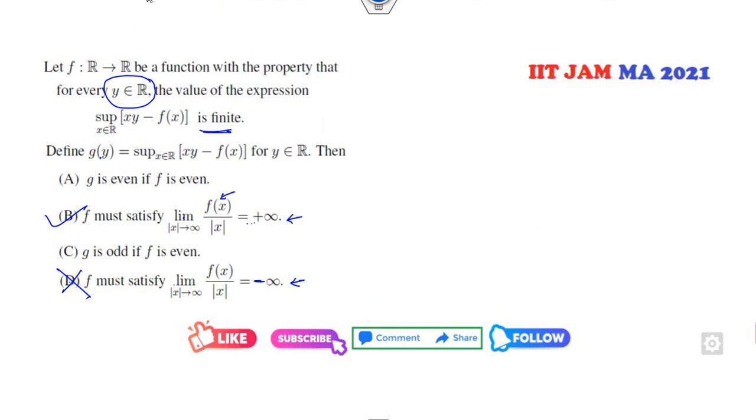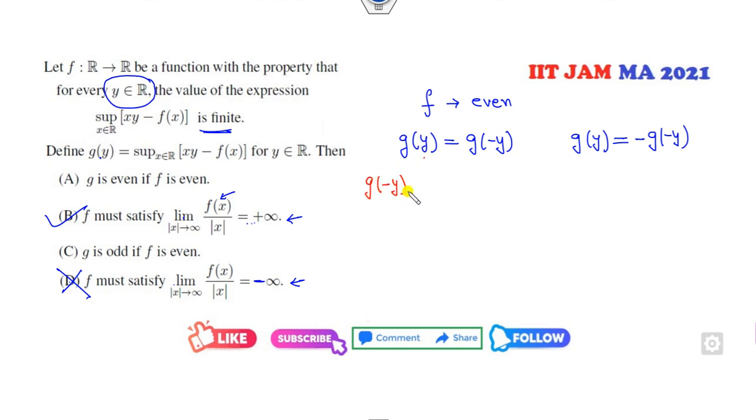Okay, now whether g is even or f is even. What is the meaning of f is even? Firstly, if you want to prove g(y) is even, your target is to prove this one, and if you want to prove g(y) is odd, your target is to prove this one. So I think that's very simple. I can start from this part. g of minus y means the supremum over x belonging to R of minus xy minus f of x, and in the first case f is even.